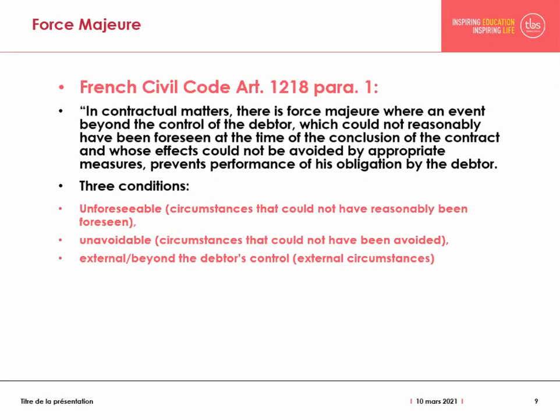Now, in order for force majeure to apply, and we do use this term in English, we need to have an event which could not reasonably have been foreseen at the time that the contract was concluded, and whose effect could not be avoided by appropriate measures, which prevents performance. Typically in France, we talk about three conditions: unforeseeability, unavoidability, and something being external or beyond the debtor's control. Now, I've heard in negotiations, people try to negotiate what is considered force majeure or not. And for example, there may be some discussions about what happens if there's a strike, a work shutdown.